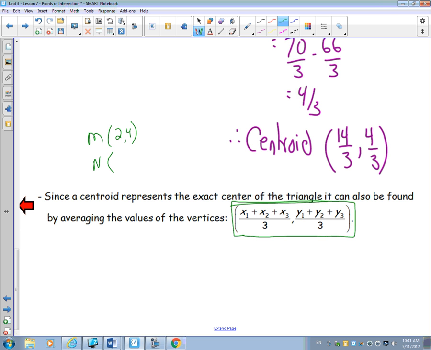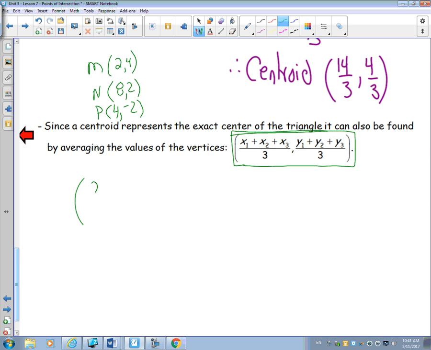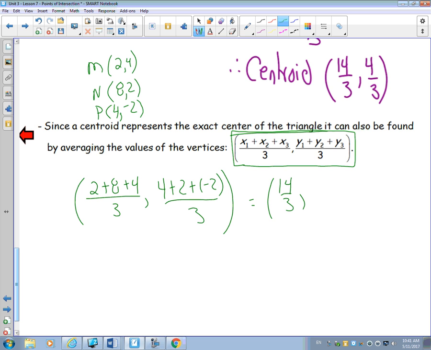N was 8, 2. And P was 4, negative 2. It turns out that if I average those three values, in other words, if I add them all together, 2 plus 8 plus 4, and I divide by 3, and we do the same thing with the y's, so 4 plus 2 plus negative 2, but again divide by 3, I'm going to get 2 plus 8 plus 4 is 14 over 3, and 4 plus 2 plus negative 2 makes 4 over 3, and that is the centroid.